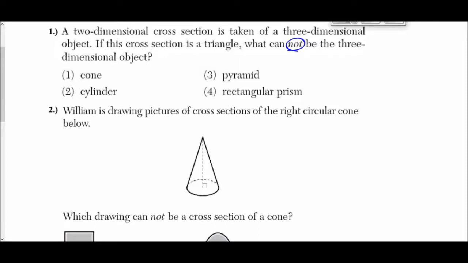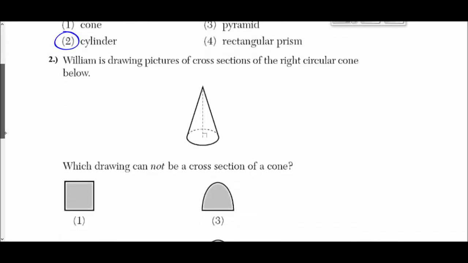So I already know a cone could have a triangular cross section. Like if you take a look at this one here, if we sliced it down, you'd have a triangle. So it's handy to use an image in another problem. Okay, so it can be a cone. Obviously, it could be a pyramid. A rectangular prism, yeah, if you go at the correct angle from one corner to the other, you get a triangle. So it'd be a cylinder. There's no way you can get a triangular cross section of a cylinder. On to number 2.